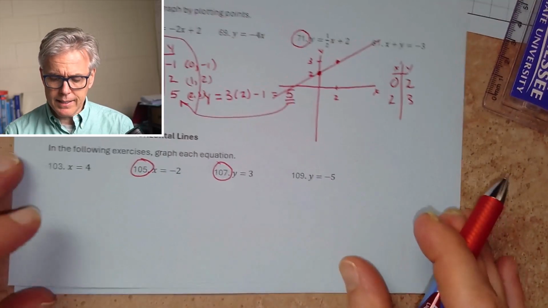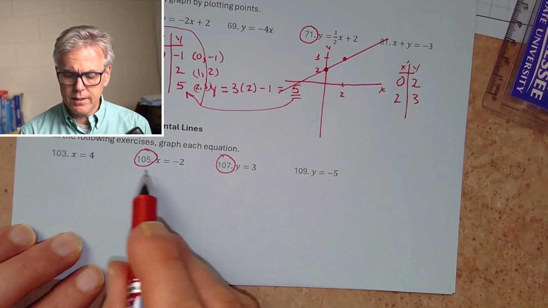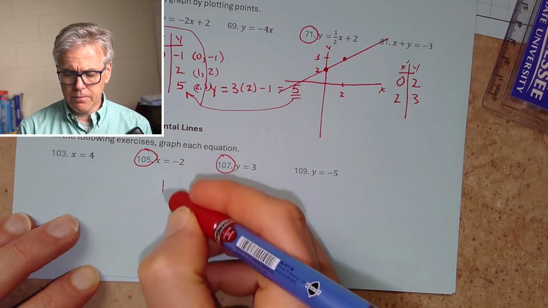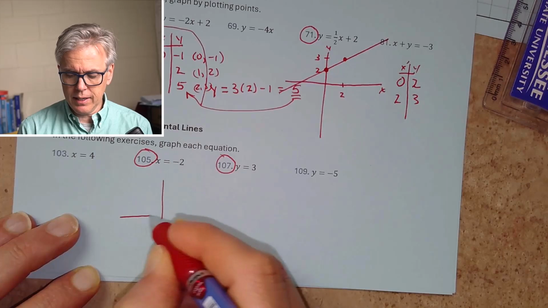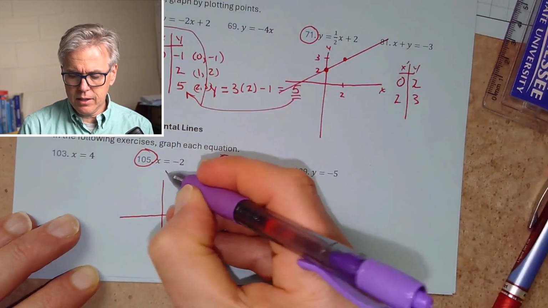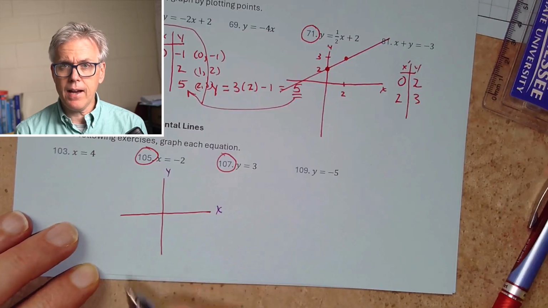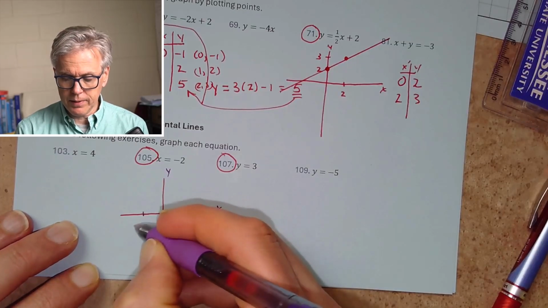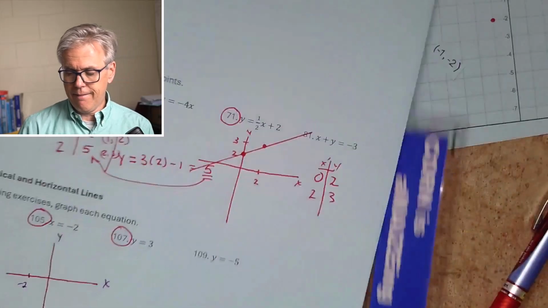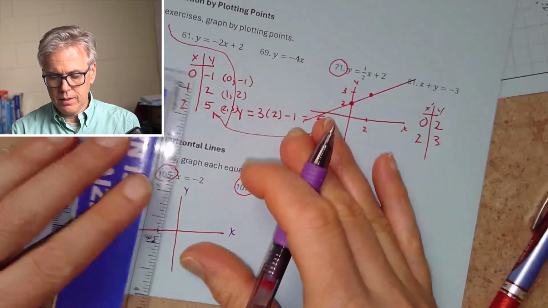So there are a couple of oddities that come up we talked about in class. We have horizontal and vertical lines. So for instance, when x equals negative 2, what does that mean? So here's my x-axis, here's the y-axis. For every value of y, x is -2. So if I call that -2, I'm just going to have a nice straight line, vertical line, through -2.